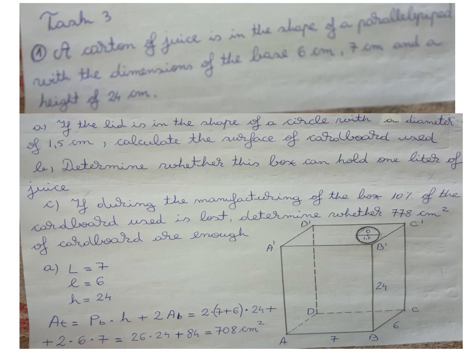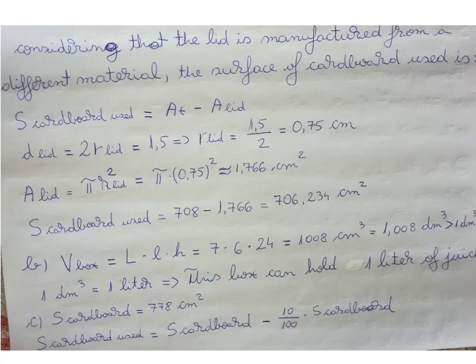At point A, we assign the length 7 centimeters, the width 6 centimeters, and the height 24 centimeters. The total area of the parallelepiped is the perimeter of the base times its height plus 2 times the surface of its base. By substituting and making the calculations, we obtain a total area of 708 square centimeters. Considering that the lid is manufactured from a different material, the surface of the cardboard used is total area minus area of the lid.